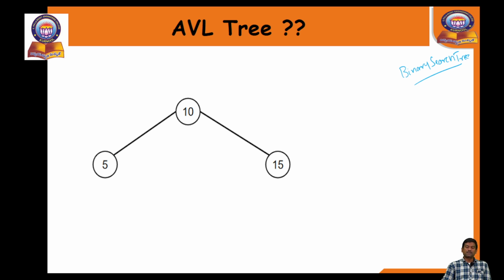So here, according to this case, the first property is about the binary search tree. And the next one is the height, that is, the balance factor.